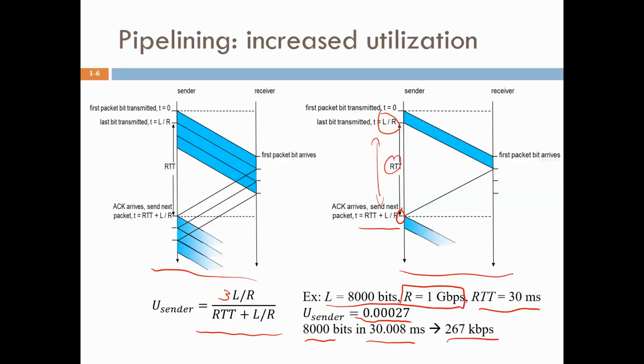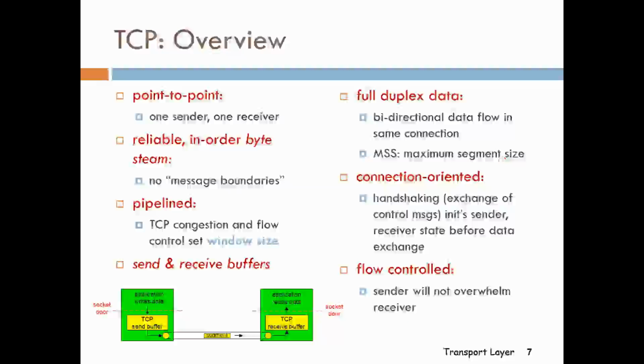The total time is still the same. So the total time is still RTT plus L over R. That means in the same round trip time, instead of sending only 1 packet, you sent actually 3 packets. So the utilization has suddenly tripled. The utilization is now 3 times what it was just by actually including pipelining. So you see how pipelining is a very important process. So TCP doesn't use stop and wait. It uses a pipelined process to actually send data.